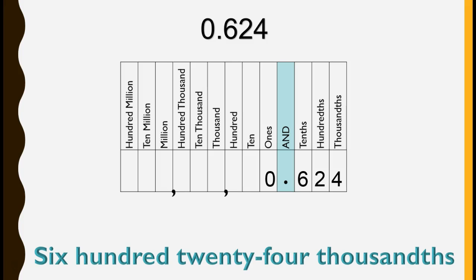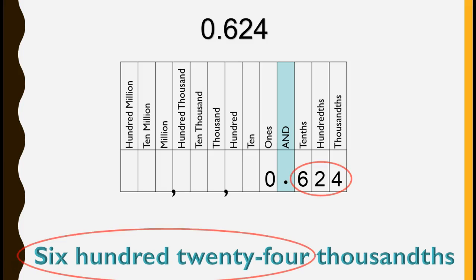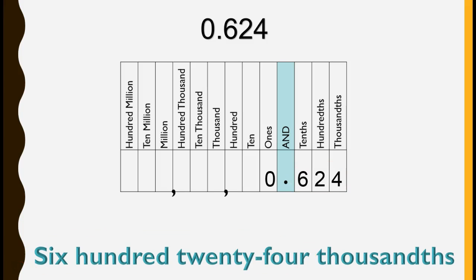624 thousandths. And that might look kind of big and scary, but really all that we're doing is looking at the number that comes after the decimal. Look at that, 624. That's not scary. 624. And then you say the very last place value that digit is in. Look at that 4. It's in the thousandths place. So that's the word you use at the end.